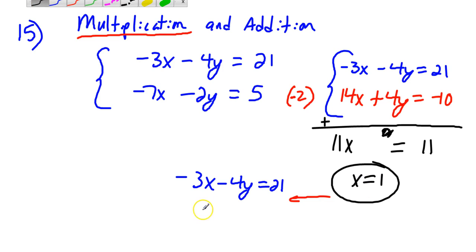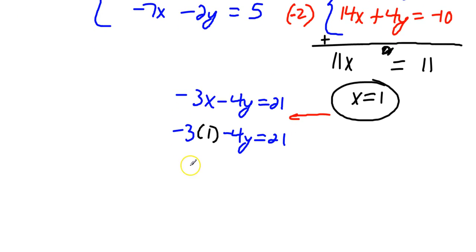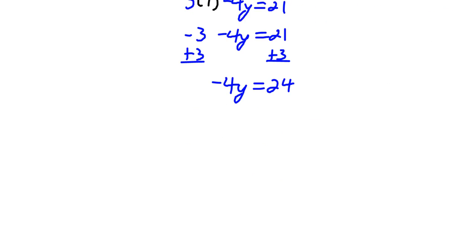So take out the x, put in a 1. So it's negative 3 minus 4y equals 21. Get rid of the 3, and divide those two to get y equals negative 6.